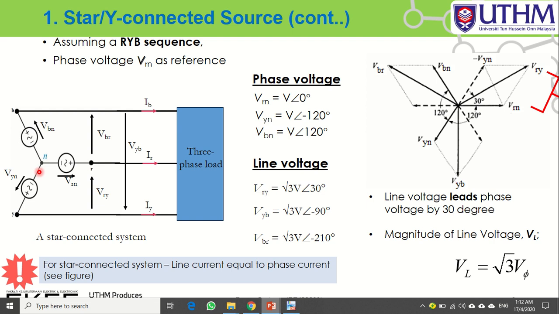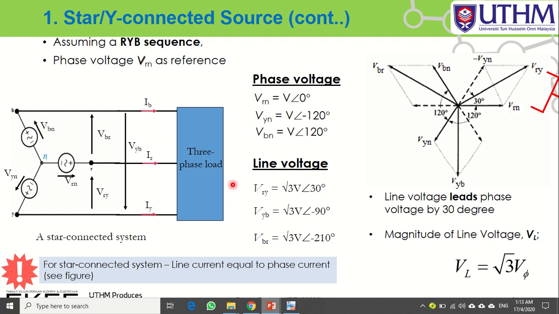In our previous analysis, we assume RYB sequence and VRN as a reference. This is the phase voltage. VRN, VYN and VBN are the reference voltages. In a balanced three phase source, the magnitudes are the same and the phase difference is 120 degrees. RYB means VYN follows VRN by 120 degrees, and then VBN follows by 120 degrees. We can see clearly from the phasor diagram: VRN, VYN at minus 120 degrees, and then VBN at minus 240 degrees or positive 120 degrees.